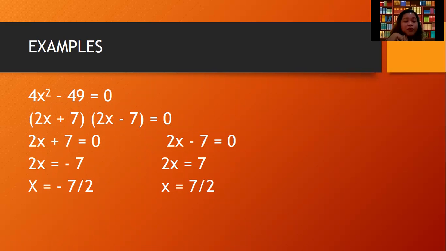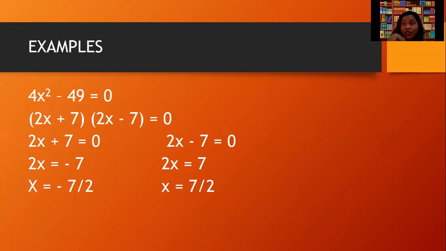Solve the following quadratic equation by extracting the square root. The given is 4x squared minus 49 is equal to 0. The square root of 4x squared is 2x, and the square root of 49 is 7. So the first term is 2x. The second term is 7. Then plus or minus for the two binomials since extracting the square root is our process. Equate each to 0. So 2x plus 7 equals 0, and 2x minus 7 is equal to 0.